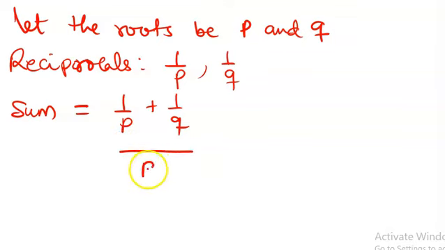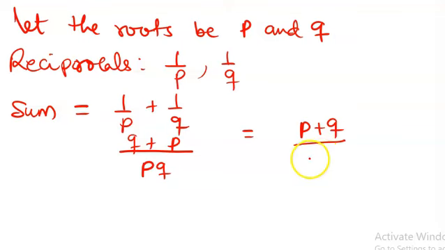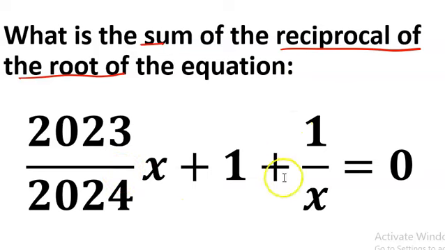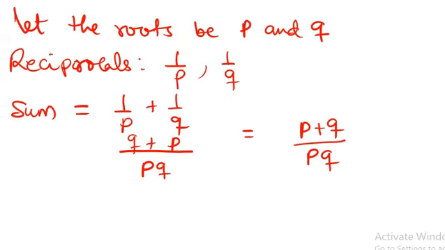The LCM is pq. p will be here, q plus p. So in effect, we are finding p plus q over pq. Now let's remember, if p and q are the roots, then p plus q is the sum of roots, and pq will be the product of roots. So what we are going to do is to rearrange the equation, find the sum of roots, then the product of roots, and then we divide. That's all that we are going to do.